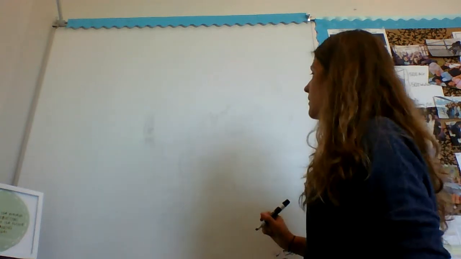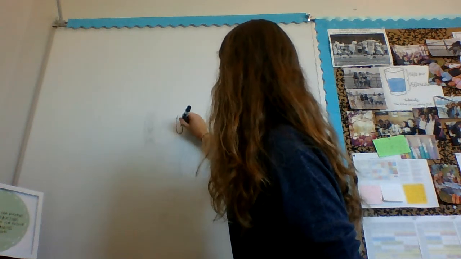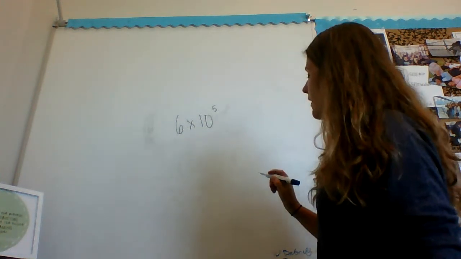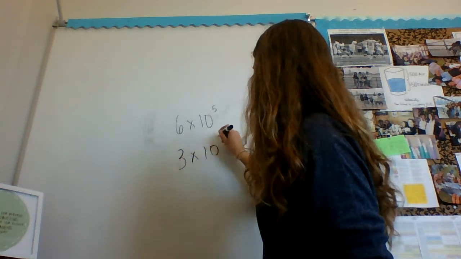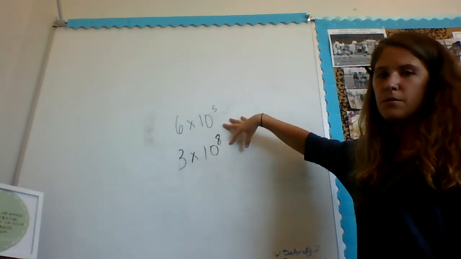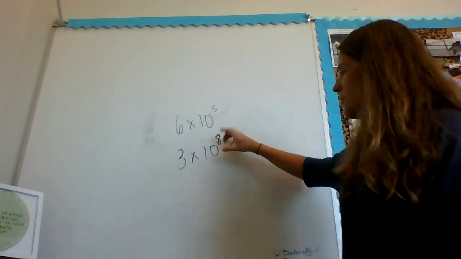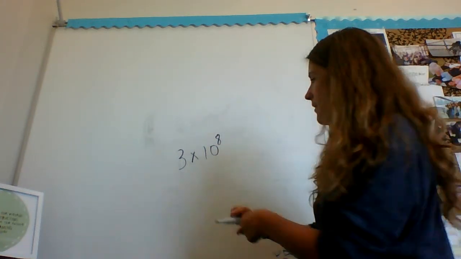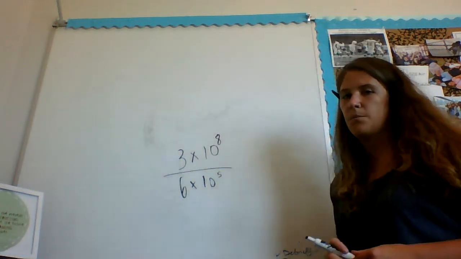Both of these this time are going to be in scientific notation. So I'm going to have 6 times 10 to the 5th power, and I want to compare that with 3 times 10 to the 8th power. First thing I want to do is see which one of these two numbers is bigger. That's right, this one is bigger because the exponent is larger. So I'm going to take my bigger number and write it on top. I'm just going to redo this one. 6 times 10 to the 5th goes on bottom.